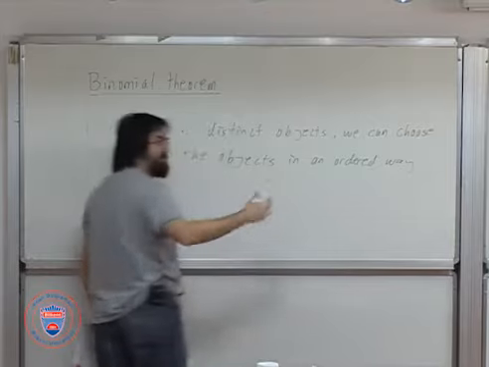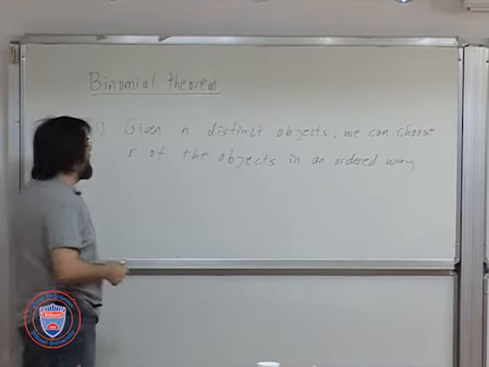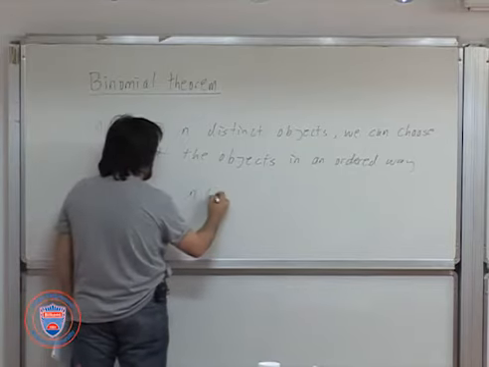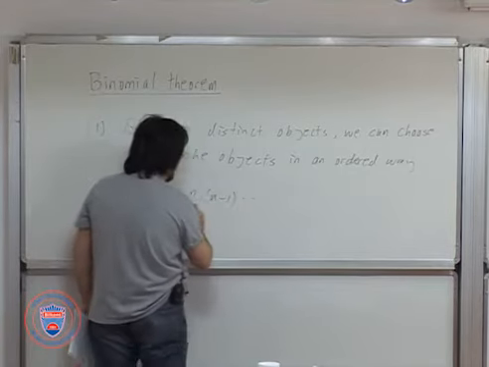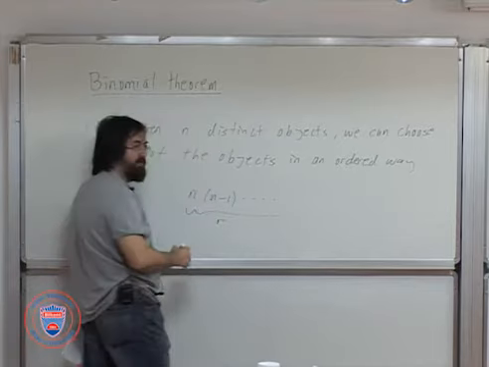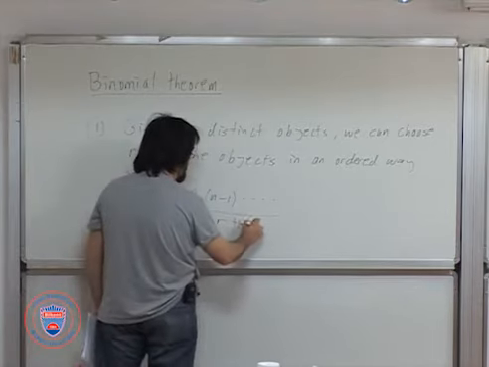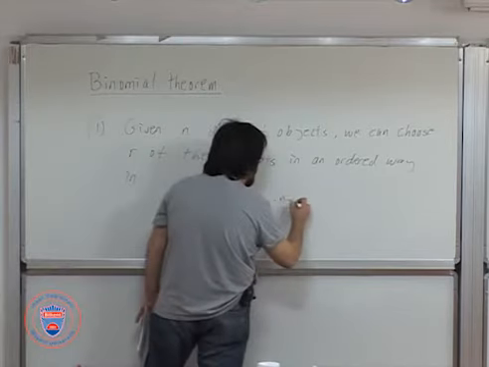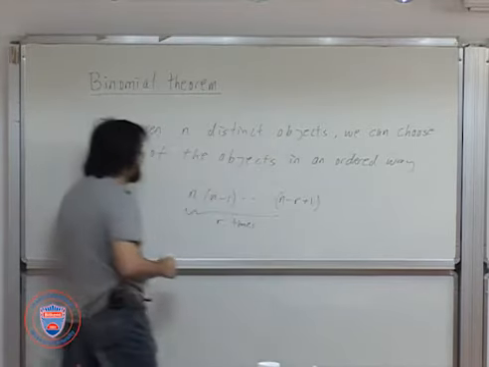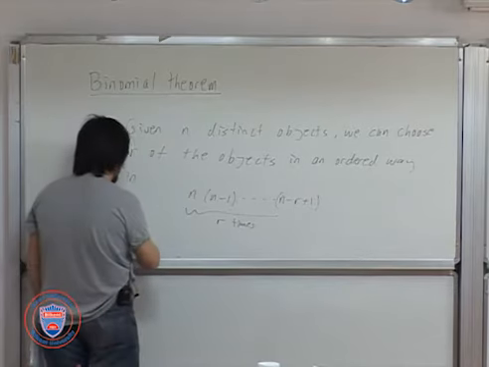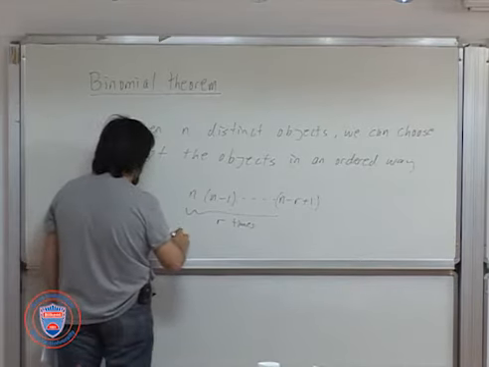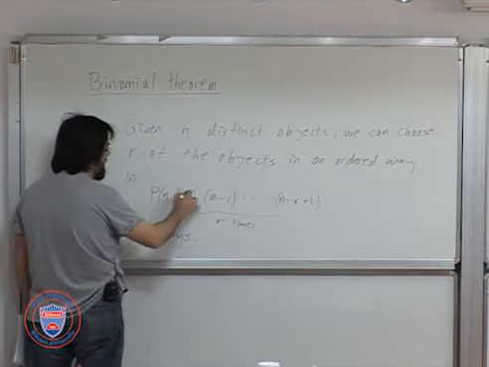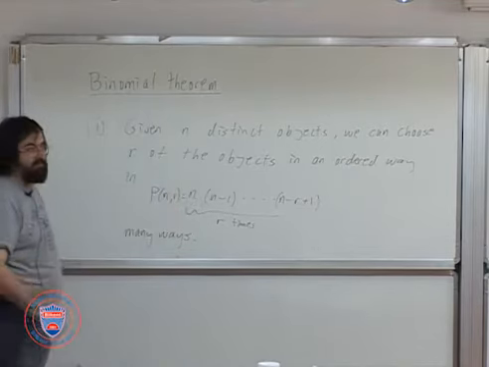So to put them in a list, to order them linearly, it's n times n minus 1. We have to multiply this r many times, and to multiply r times, you go down to n minus r plus 1. In this many ways. And we call this permutations of n choose r, P(n, r).